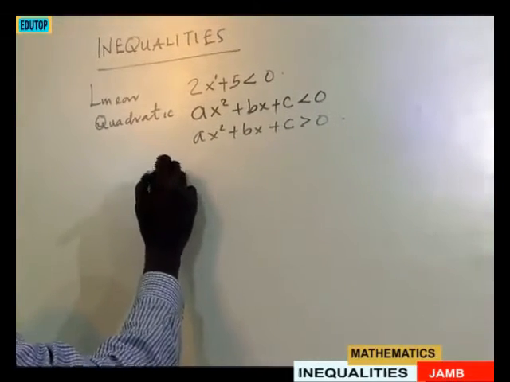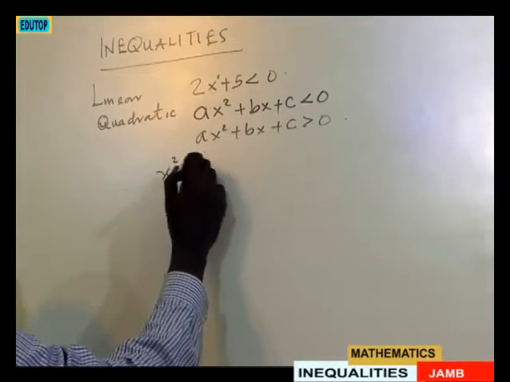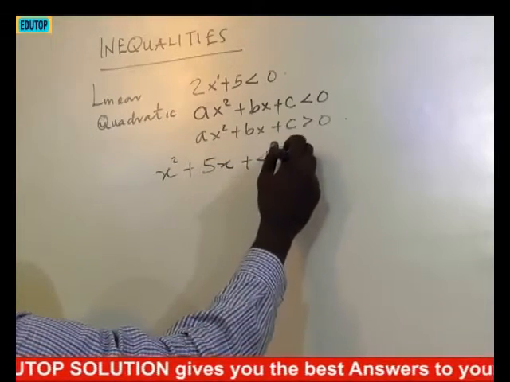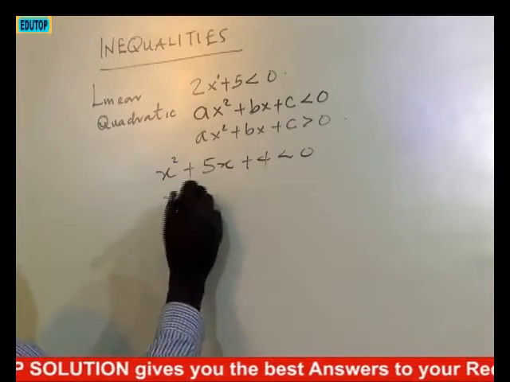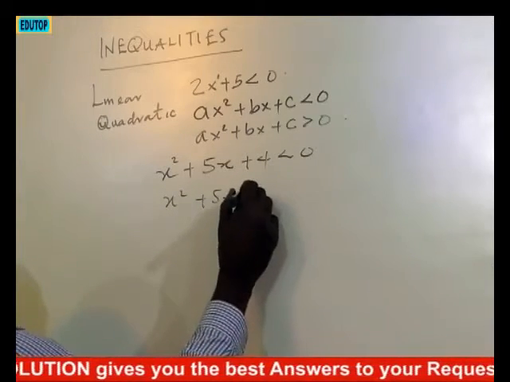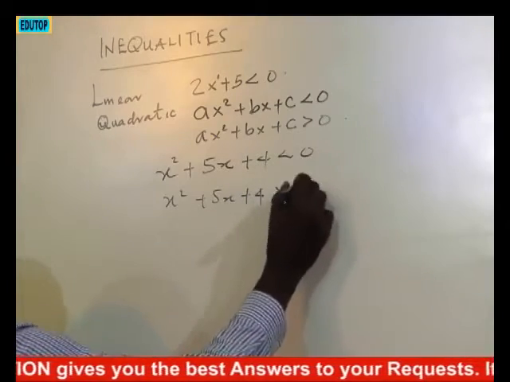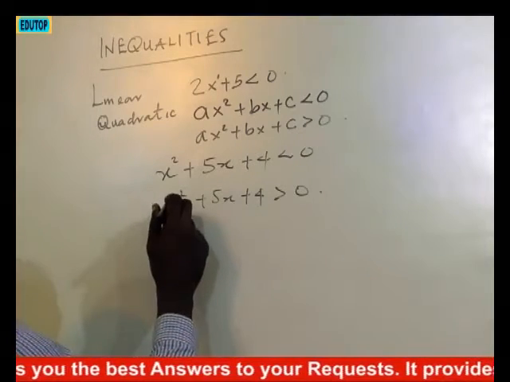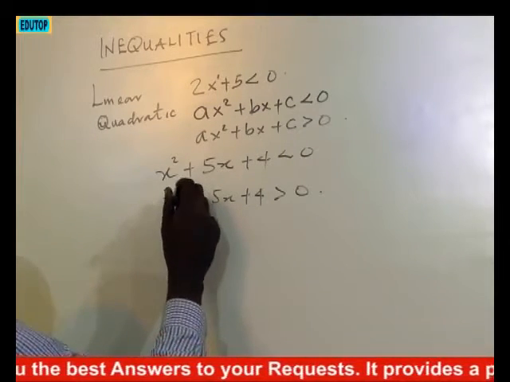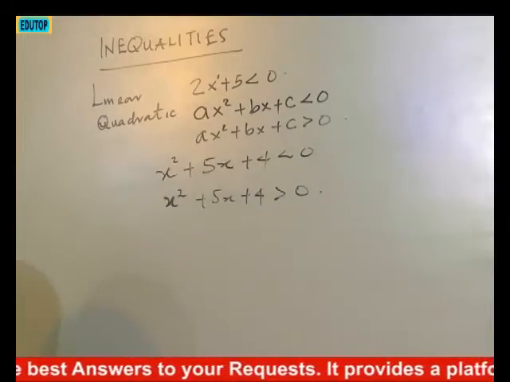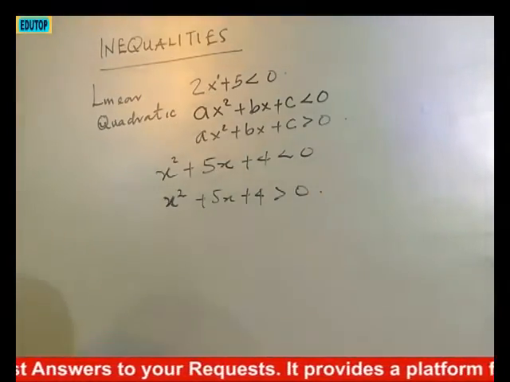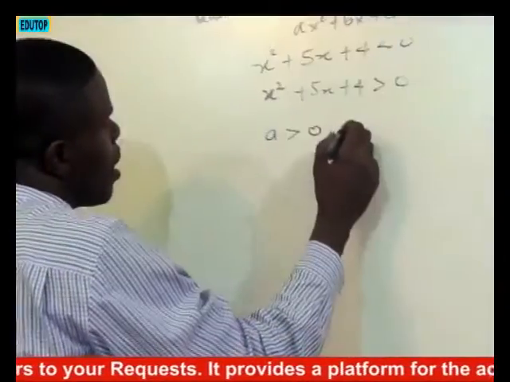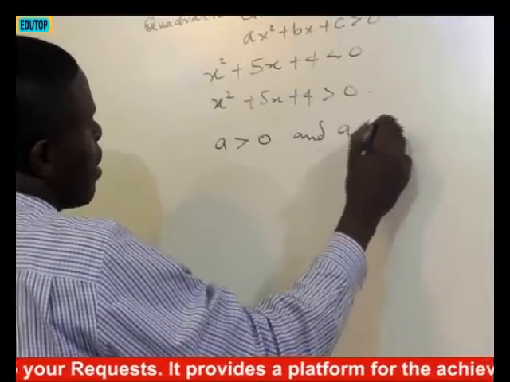Let's say our constant a is 1. So you have x squared plus 5x plus 4, for example, less than 0, or you have x squared plus 5x plus 4 greater than 0. So this is quadratic in the sense that the highest power of our variable x is 2. So we are expected to get 2 values in this respect, when a is greater than 0 and when a is less than 0.